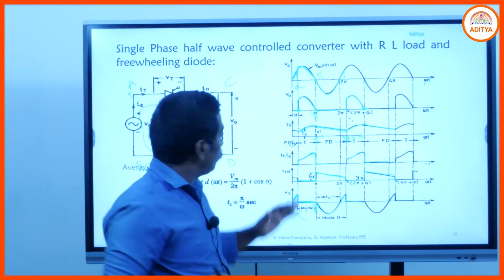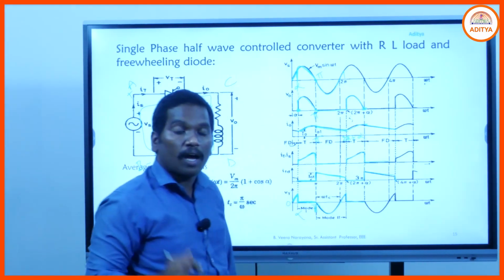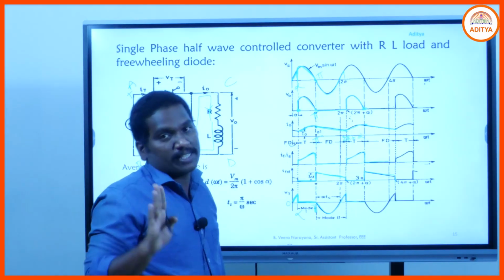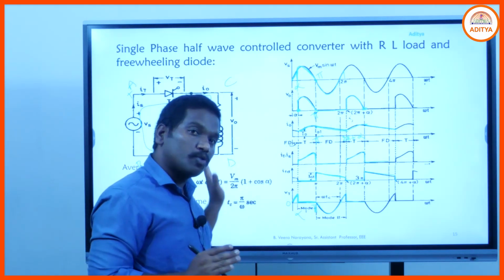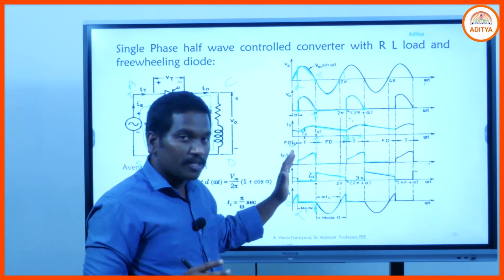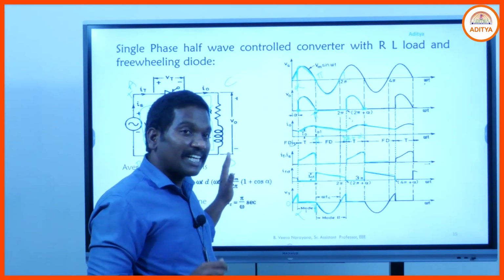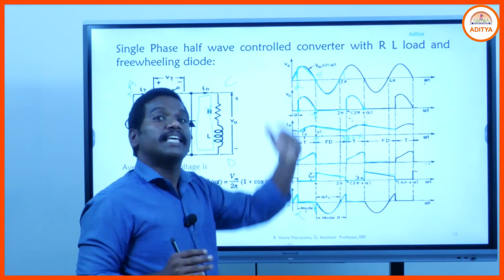What we observe is, if you keep the freewheeling diode, there are no negative pulses in the output voltage. We are having only positive pulses. That means the energy is always transmitted from the source to the load. There is no energy transmitted from the load to the source. So the resultant power delivered to the load increases.